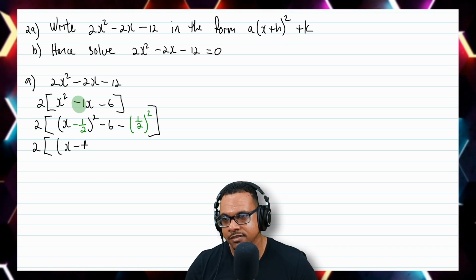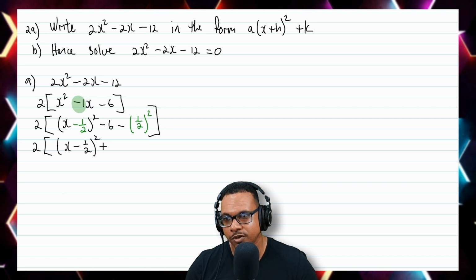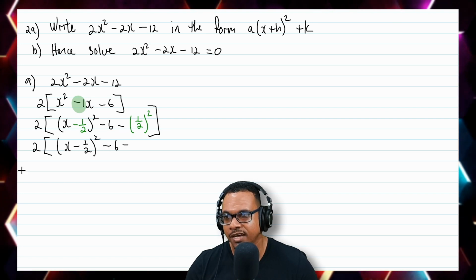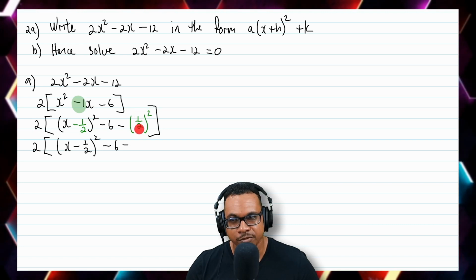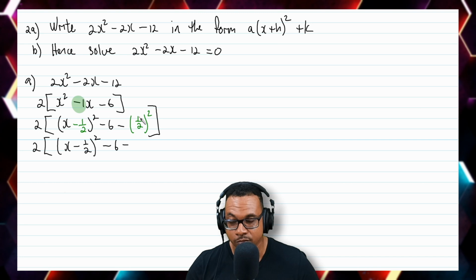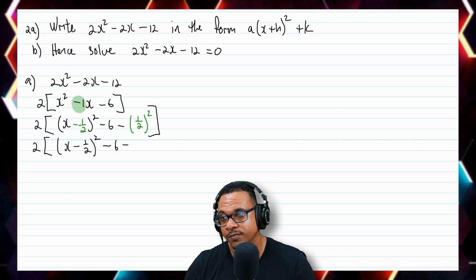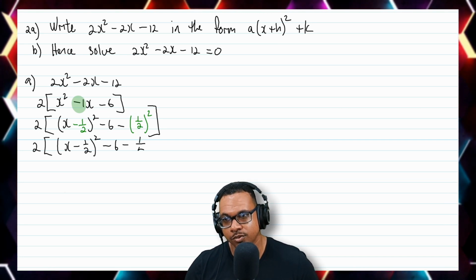This part here is good. I just need to work out what is -6 take away 1/2 squared. So now with lower indices, we have to square both the numerator and the denominator. So I have 1 squared over 2 squared. 1 squared is 1, 2 squared is 4. So I'm going to get 1/4.